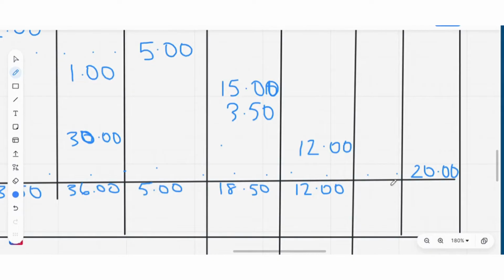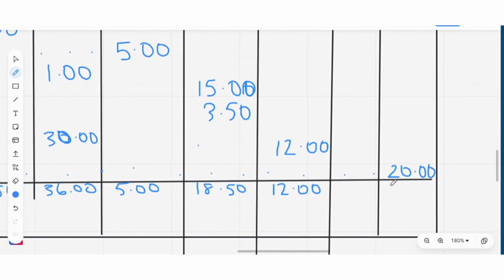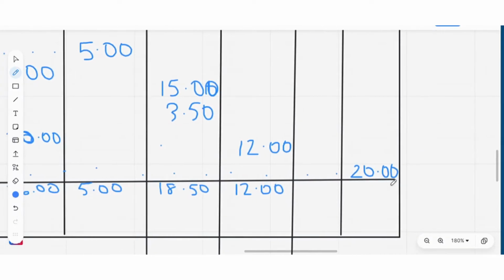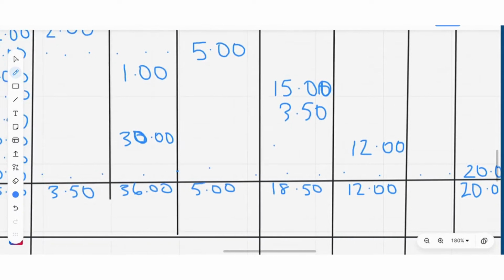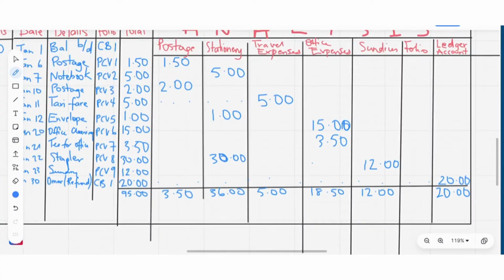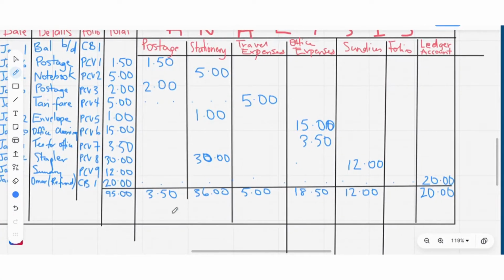Something is going to this folio, but we didn't get that in class, right? You just leave that blank and then the $20 here from the ledger account. Now, when you add up all the total analysis, so the $3.50, the $36, the $5, the $18.50, the $12, and the $20 here, it's supposed to amount to the $95.